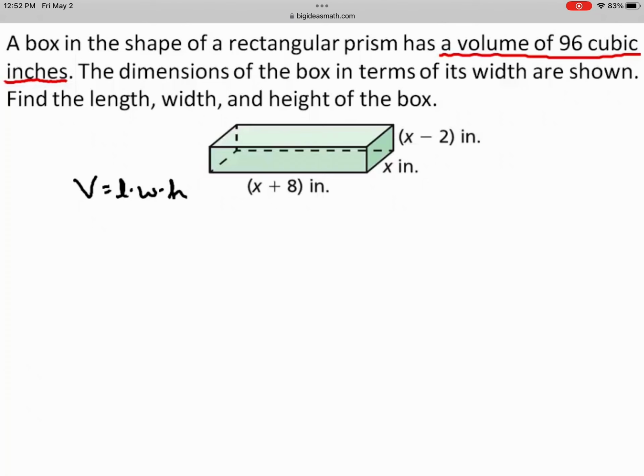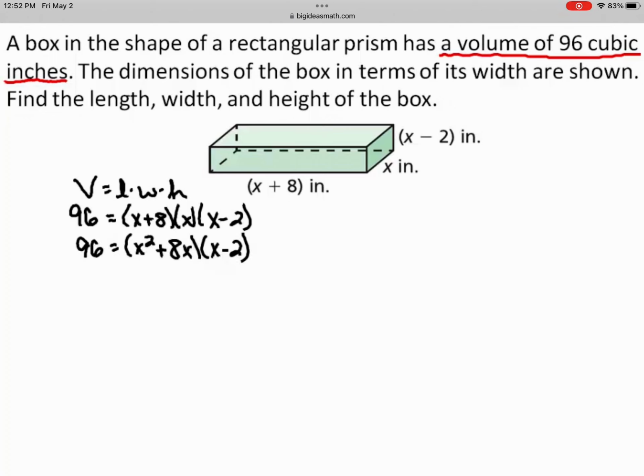Substitute 96 for the volume, the quantity x plus 8 for the length, and the quantity x minus 2 for the height. The quantity x plus 8 times x is x squared plus 8x. The quantity x squared plus 8x times the quantity x minus 2 is x cubed plus 6x squared minus 16x.